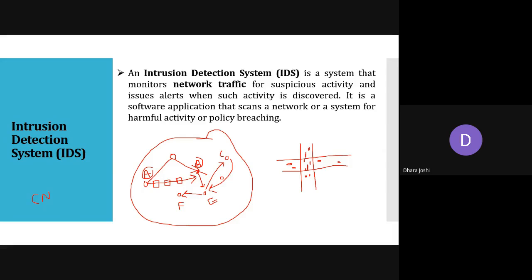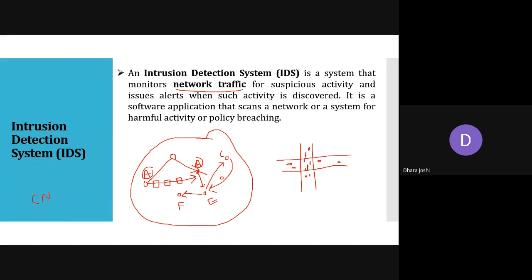So what is the role of an intrusion detection system here? IDS is a system that monitors this network traffic. Network traffic means these data packets are continuously passing from one system to another system, and it will monitor that. On a road, we have vehicles. In a network, we have data packets. So data packets are going from one host to another, and they are creating traffic because there are multiple data packets and multiple systems. So it is called network traffic.